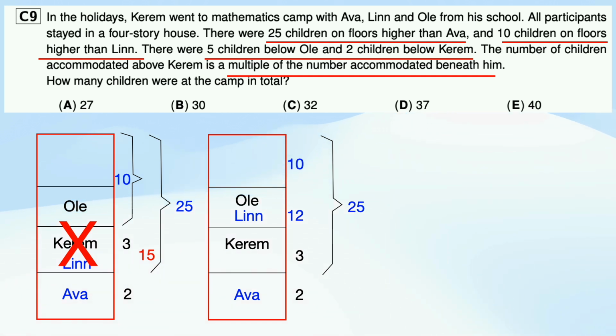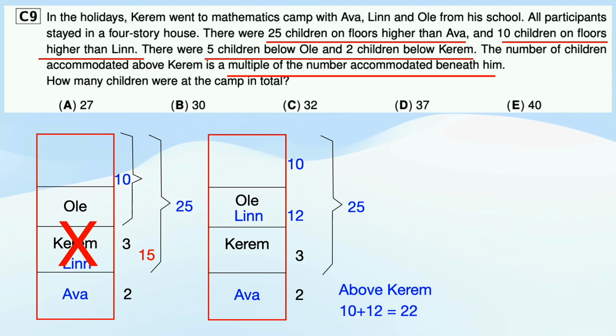Now let's look at the third condition. The number of children above Kerem must be a multiple of the number below him. So Kerem has 22 children above him and 2 below, and 22 is a multiple of 2, so this arrangement is valid. In total, there will be 25 above Eva and 2 below Kerem, and we get 27 children. So the answer is A.